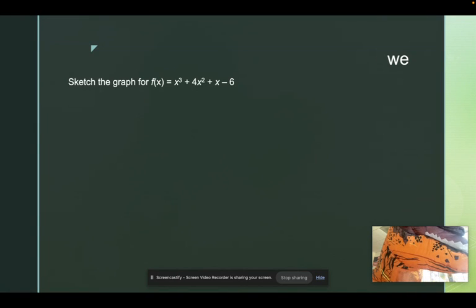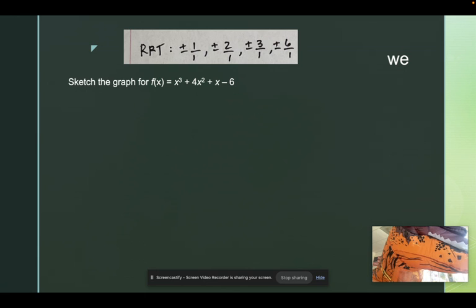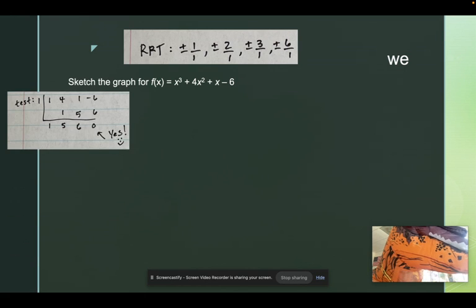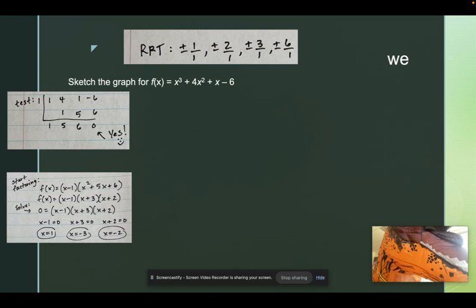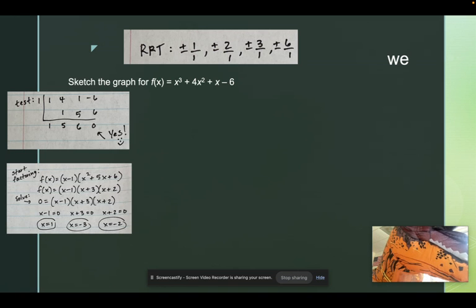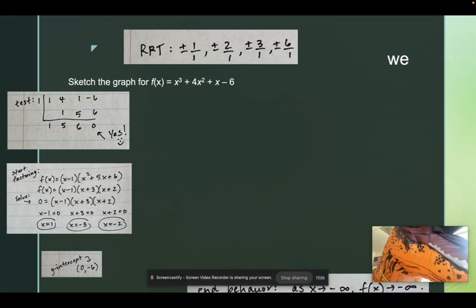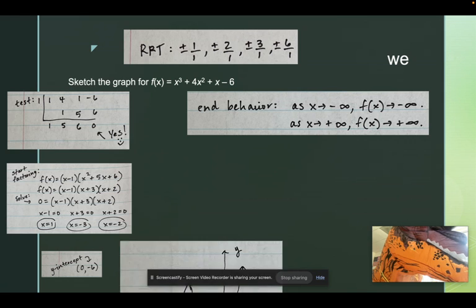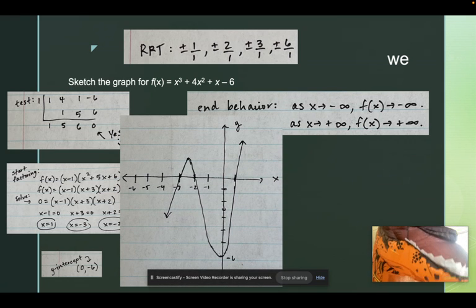Okay, so let's try this wee problem. Go ahead and pause it, give it a shot. Okay, so here's going to be our possible rational roots. We're going to start testing. Turns out the first one that I tested actually worked. And then we start factoring and then go ahead and solve. Set f of x equal to 0. Go ahead and solve for the roots. Find the y-intercept, 0, negative 6. Determine the end behavior, and voila, you can kind of start to piece a graph together.